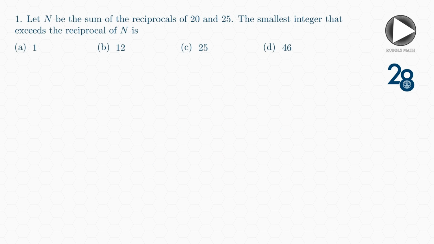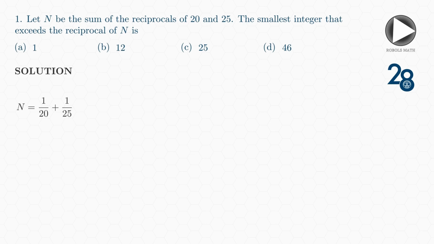Let n be the sum of the reciprocals of 20 and 25. We're looking for the smallest integer that exceeds the reciprocal of n. I think this is perhaps the easiest question in the first part of the qualifying stage. So this is pretty straightforward.